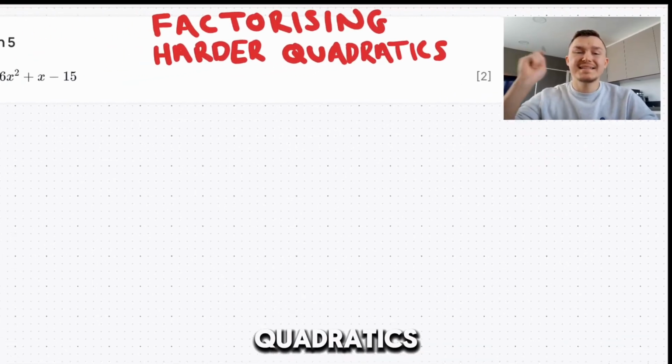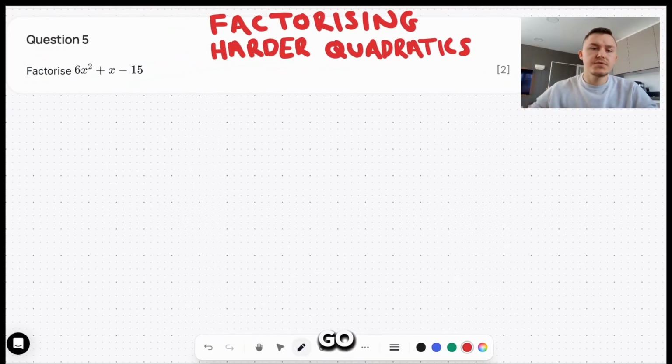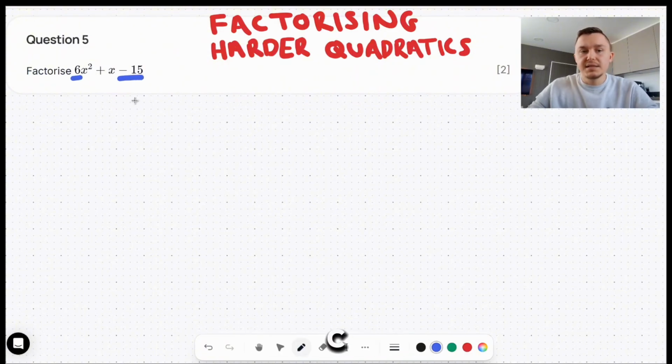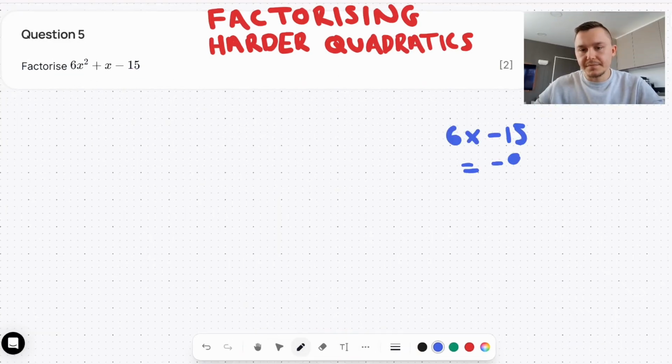Factorising harder quadratics is a classic for Maths Paper 1, so let's go through this one. It says 6x squared plus x minus 15 is what we need to factorise. So the first thing I would do here is multiply the coefficient of x squared by the c. So 6 multiplied by minus 15 gives me minus 90.